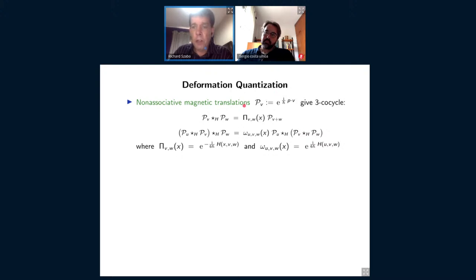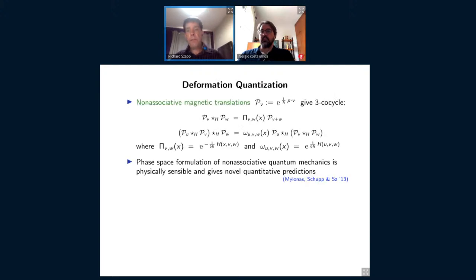So these are now non-associative operators. And again, you can work out explicitly, in the case where H is constant, formulas for the various phase factors that appear here. These operators no longer associate, and the lack of associativity is controlled by this phase factor omega here, which is formally a 3-cocycle of the group of translations. So it gives us what we could call a higher projective representation of the translation group. So that formally solves the problem. And in fact, you can go on and develop the whole phase space formulation of non-associative quantum mechanics in this way.